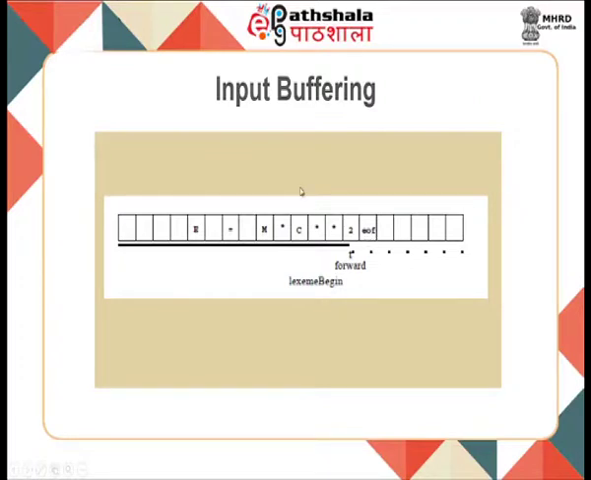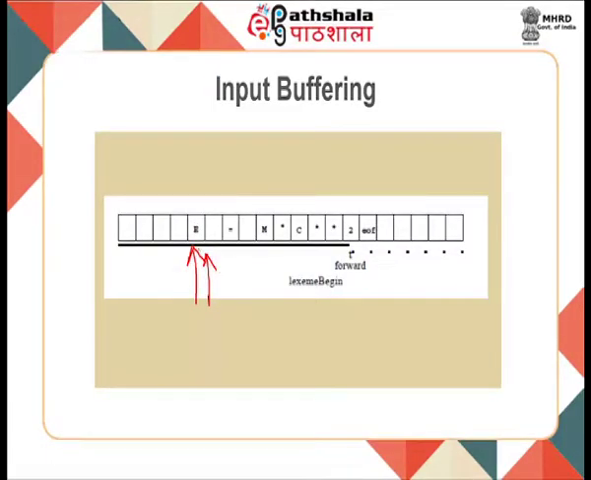So I have an end of file marker there. Now I will have two pointers. One is called the forward pointer and the other is called the begin pointer. At any particular point of time, to start with, both will be at the same position, the forward pointer and the begin pointer. The forward pointer will keep on moving until it finds a longest matching prefix.